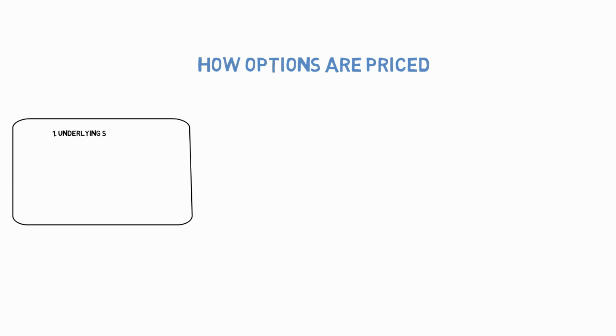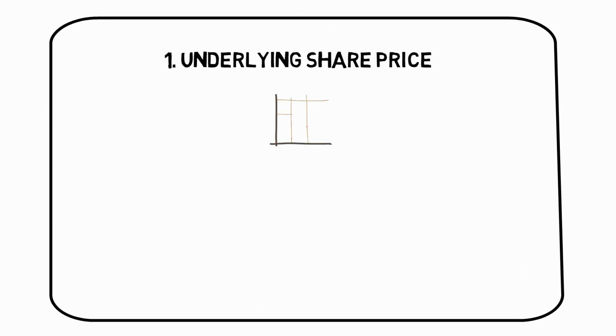This is why it's important to understand how options are priced. There are three factors that impact the price of options. First is the cost of the underlying. Cost of the underlying refers to the price at which the stock or ETF underlying the option is trading. In general, options will gain or lose value as the underlying stock moves up or down.